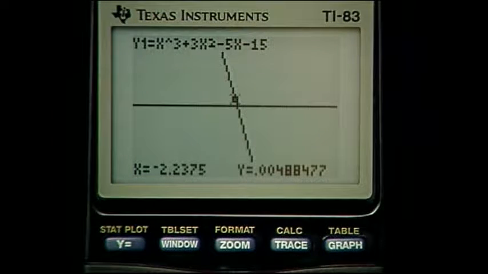Now we have negative 2.2375, and the y value is positive. I'm going to cursor to the right, and I get a negative y value, and it's very small. That y value is in scientific notation even, and we notice that the x is negative 2.2359 and so on, and I've gotten more accuracy than I need for rounding to the nearest 100th.